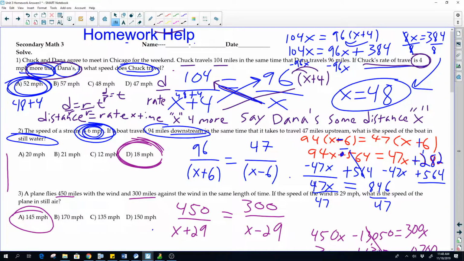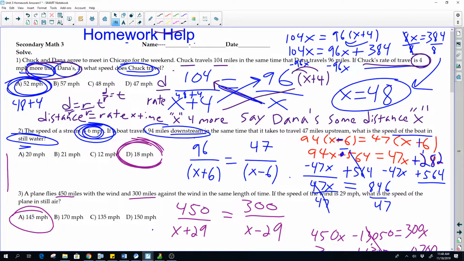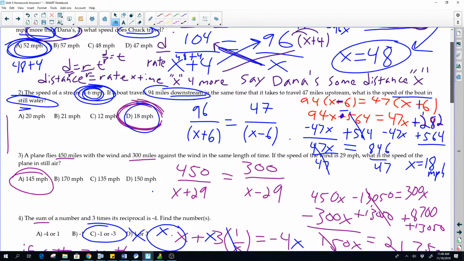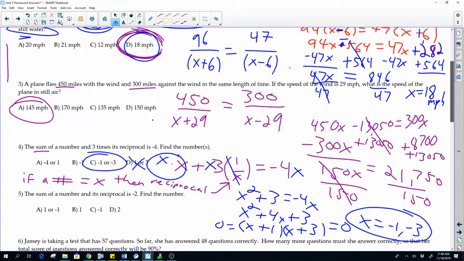And so that's going to give us x, which is the speed of the boat in still water. What's the actual speed of the boat? Cool. So 846 divided by 47 is, there we go, 18. So we get 18 miles per hour for x. Hopefully that sinks in and makes a bit more sense for you. Definitely work on my 8s, that was an atrocious 8. So 18 miles per hour. Think about that when you're doing number 3 next, x plus 29, x minus 29 in still air.